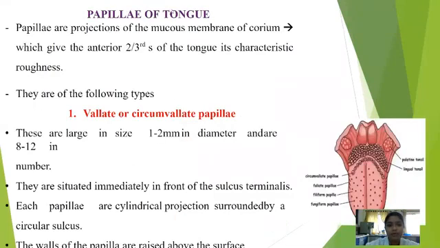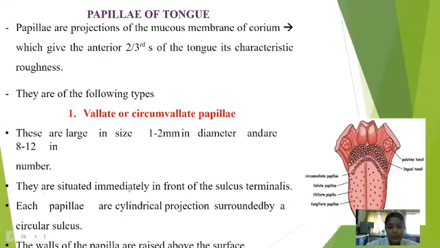So what are the papillae of the tongue? Papillae are projections of the mucous membrane of the corium which give the anterior two-thirds of the tongue its characteristic roughness. There are the following types: vallate papillae or circumvallate papillae. So this is the vallate papilla here. These are large in size, 1 to 2 millimeters in diameter, and are 8 to 12 in number.